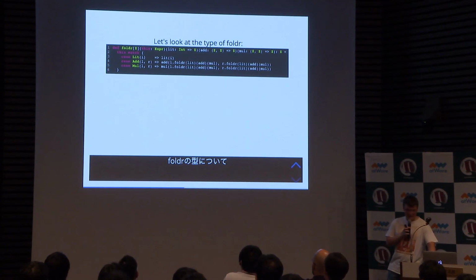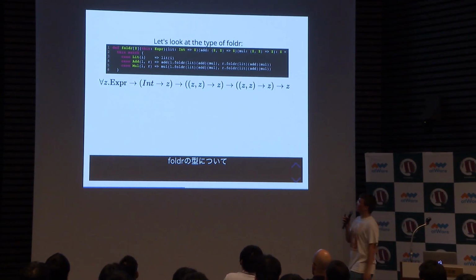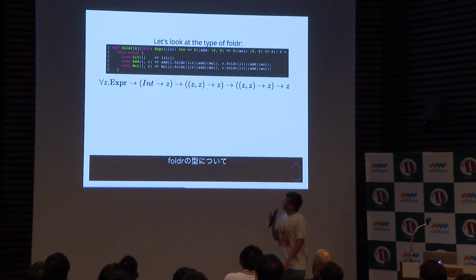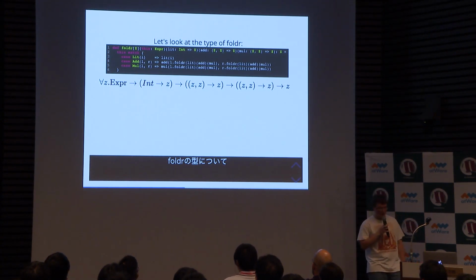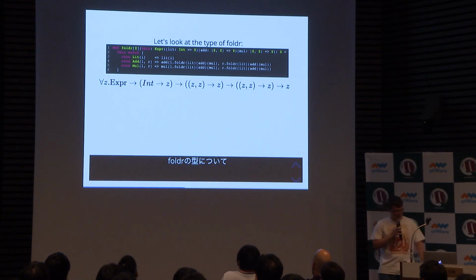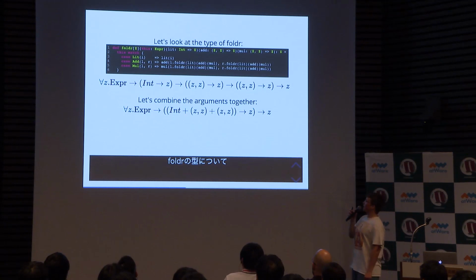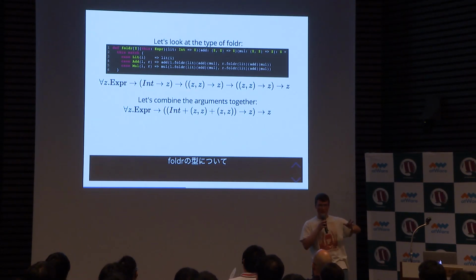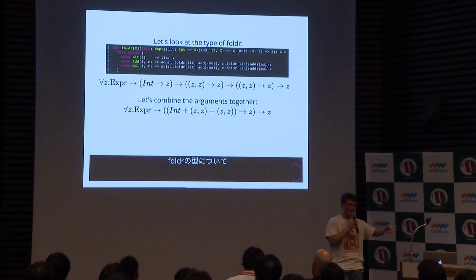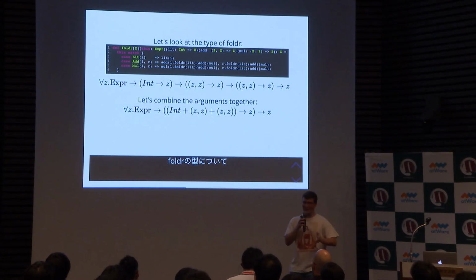Now let's take a look at the type of foldr. You can see that it takes three function arguments, right? Let's first combine our arguments together. Remember that pairing theorem that we talked about? If you have something that takes either one of two arguments, you can split that into two separate functions. And in the other direction, you can combine two functions, where one function takes an A and another function takes a B, into one function that takes either one of those values.